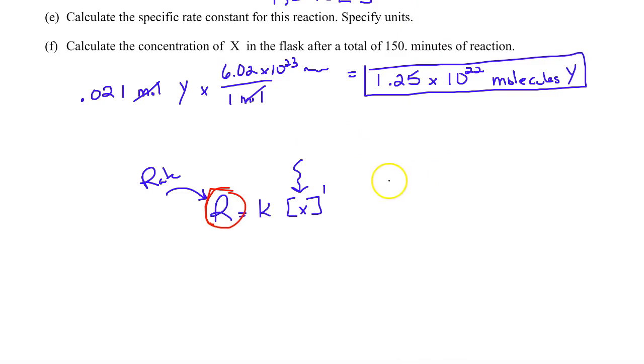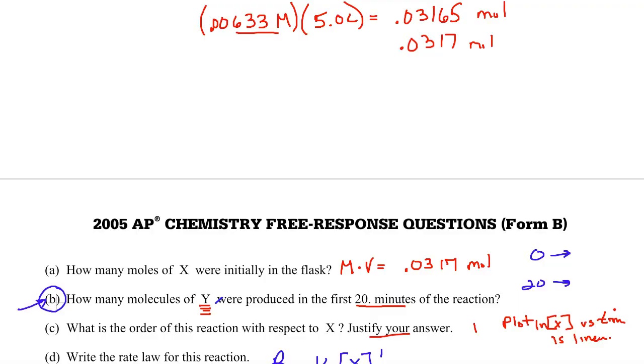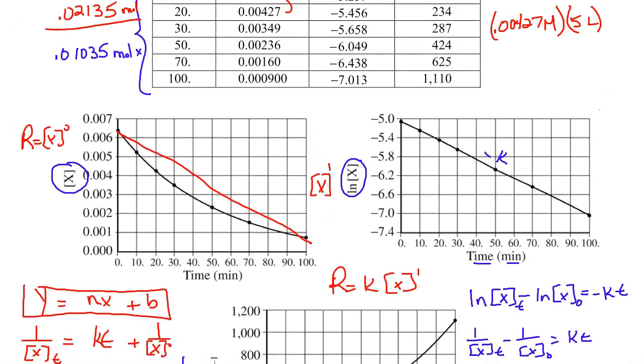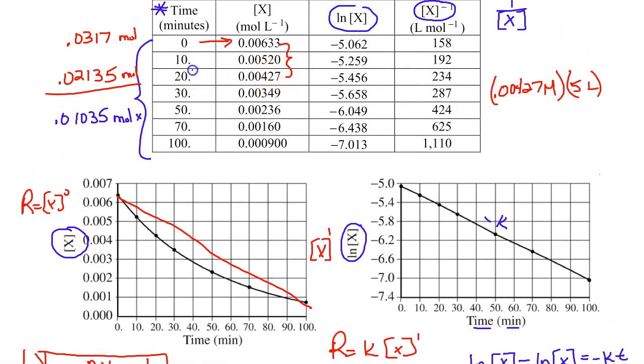Well, it's going to be the natural log of X after some time period minus the natural log of X initially equals negative kt. So we're forced to use our integrated rate law equation. We can do this. If you notice, it won't matter what time value we use, because k is going to be constant. So let's go pick a couple of values. Let's be consistent and pick after 20.